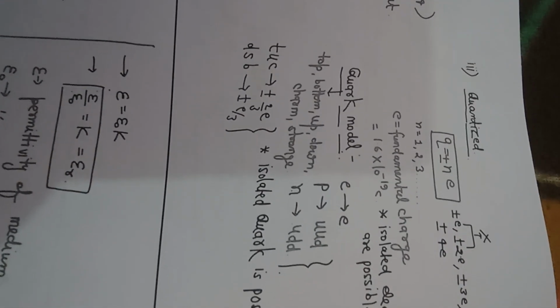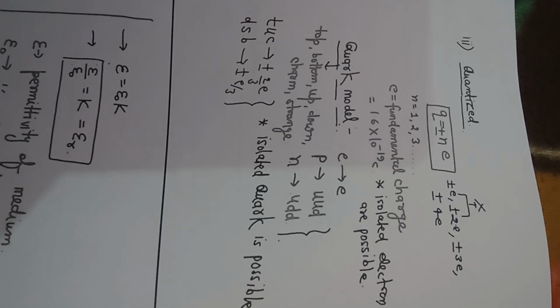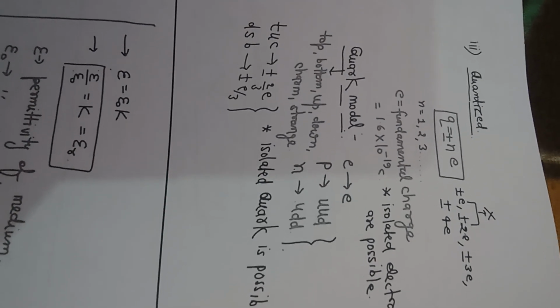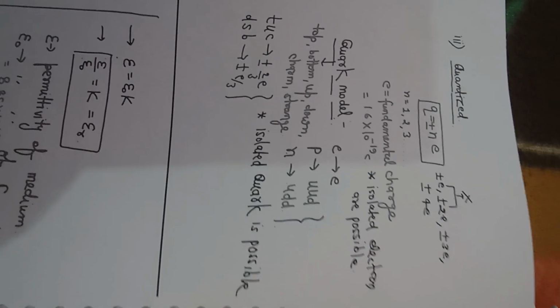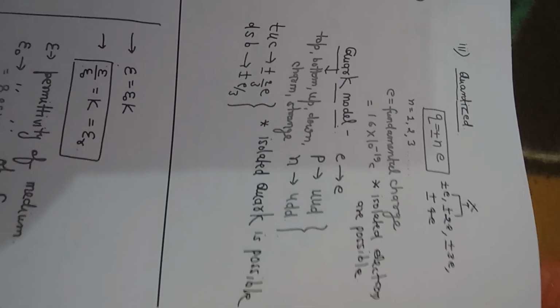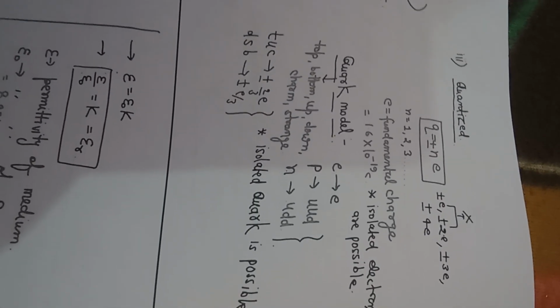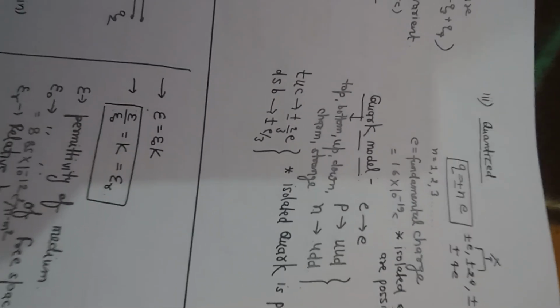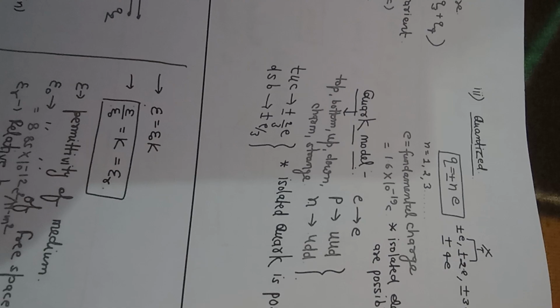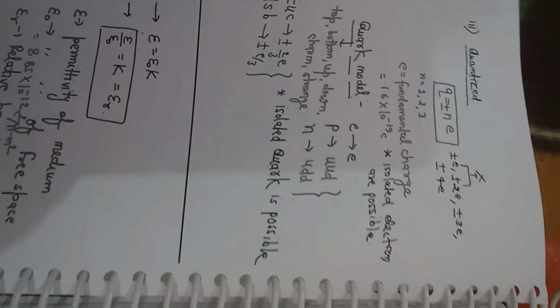isolated electrons are possible. And in the quark model, we study many things: top, bottom, up, down, charm and strange. And the electron is denoted by e, the proton by UUD, and the neutron by UDD, and T, U, C is equal to plus or minus 2 by 3 e, and D, S, B is equal to plus or minus e by 3. Isolated quarks are not possible.